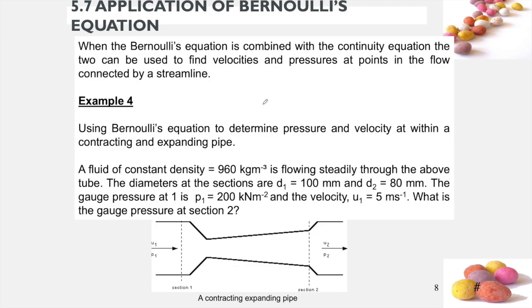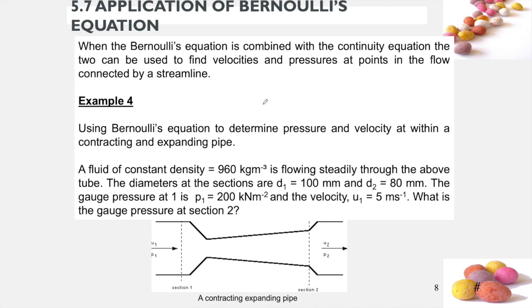Let's take a look at the application of Bernoulli's equation. See this figure, a contracting expanding pipe. We have section 1 and section 2. When Bernoulli's equation is combined with the continuity equation, the two can be used to find velocity and pressure at points in the flow connected by a streamline. Normally, we are using Bernoulli's equation. At some points, we cannot solve Bernoulli's equation. Why? Because we have so many unknowns.